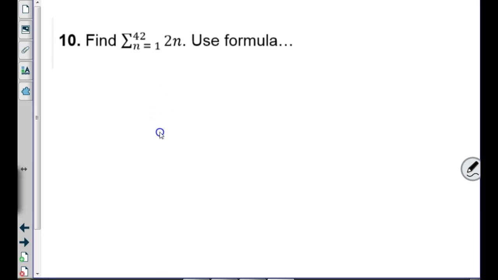Number 10? Ooh. This says we should use a formula. You could do it on your calculator, it's fine. But let's think about this for a second. What's the first term? You put a 1 in and you get out 2. If you put a 2 in, you get out 4. Put a 3 in. Okay. What's the 42nd term? You just have to put it in there.